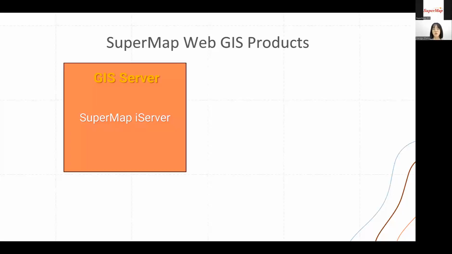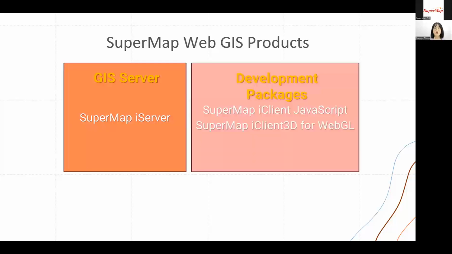And once you have published your spatial data on this server, and you want to do some HTML development, we have provided development packages called iClient JavaScript. That package is used for 2D development. If you are especially interested in development for 3D scenes or 3D data, then we would recommend you use iClient 3D for WebGL.